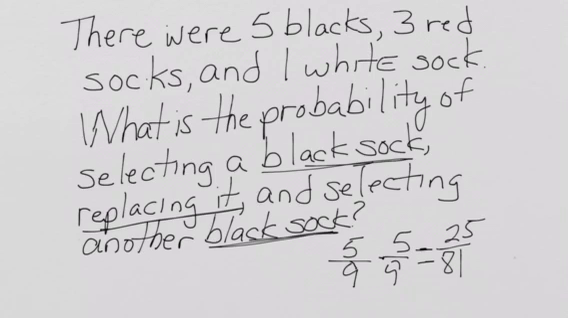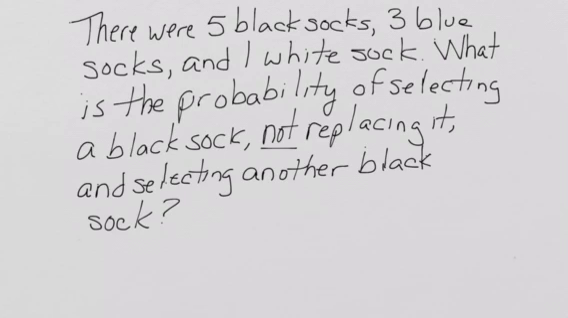We could do a tree diagram, we could do a number of other things, but this is a little bit quicker, just to multiply them. Now let's look at this next one. We want to see how it's different. There were 5 black socks, 3 blue socks, and 1 white sock. So far it's still the same. What is the probability of selecting a black sock, then not replacing it, and selecting another black sock?